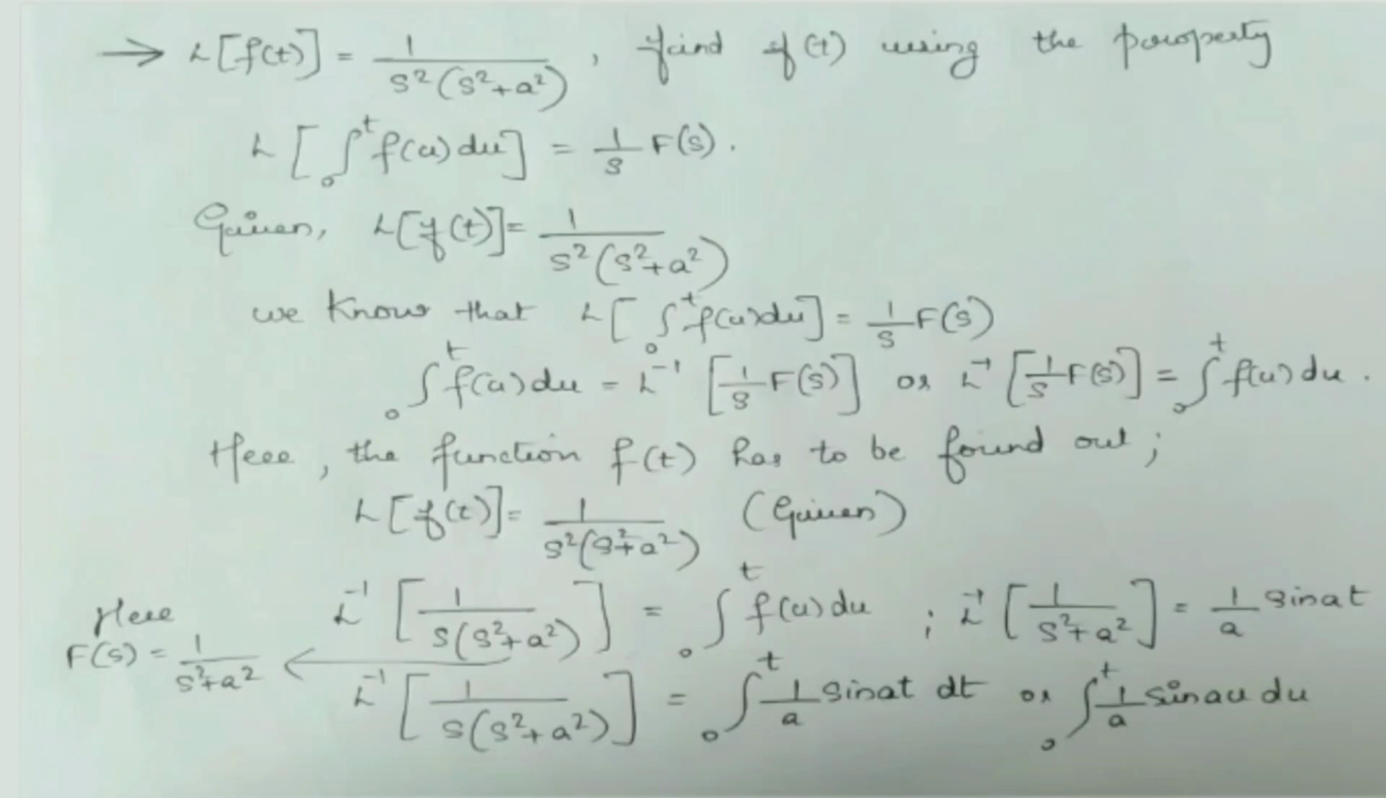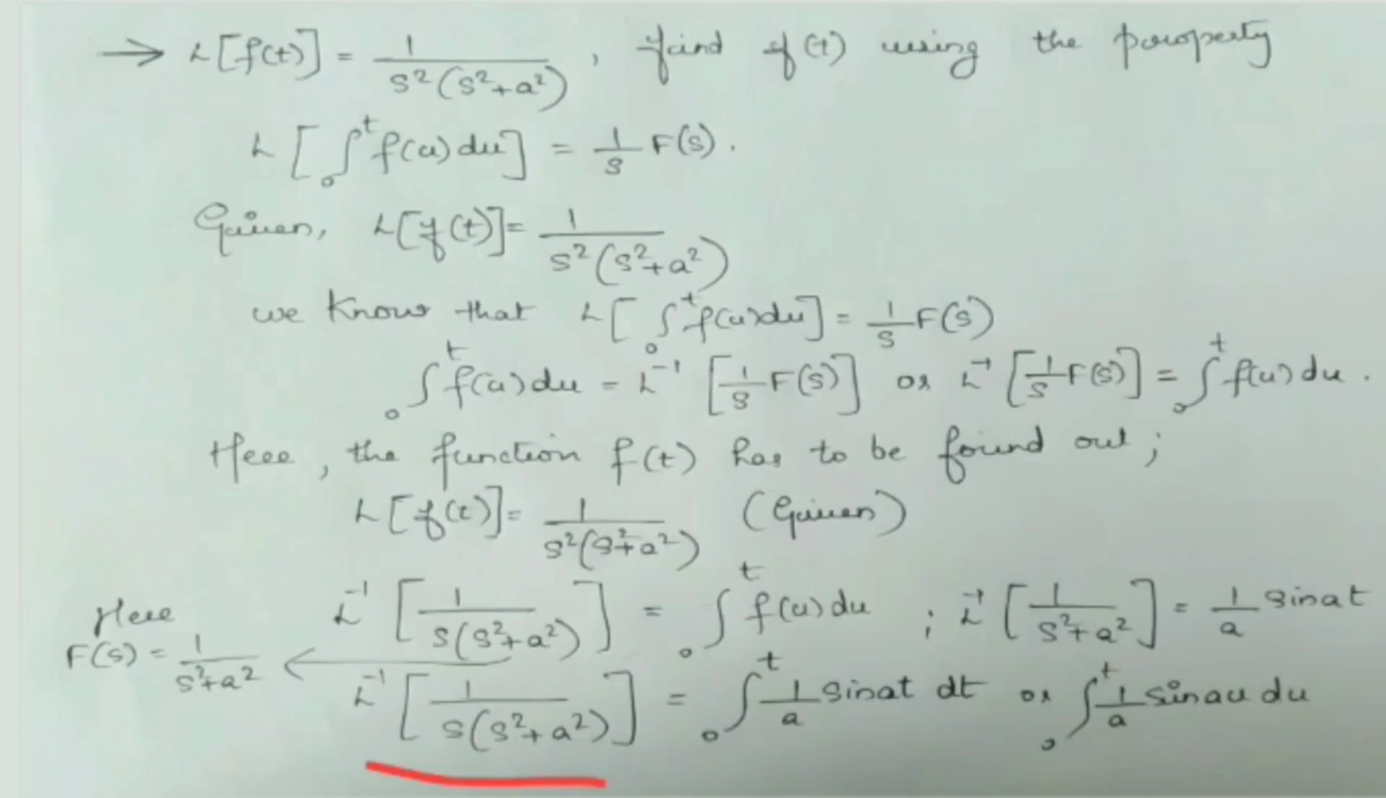So, first we have to find out the f of t of this function, that is 1 by s square plus a square. For that, we have to find the Laplace inverse of 1 by s square plus a square, which is equal to 1 by a sin at. Because Laplace of sin at is a by s square plus a square. So, Laplace inverse of a by s square plus a square is sin at, or Laplace inverse of 1 by s square plus a square is 1 by a sin at. Therefore, Laplace inverse of 1 by s f of s, that is Laplace inverse of 1 by s into 1 by s square plus a square is equal to integral 0 to t f of t dt.